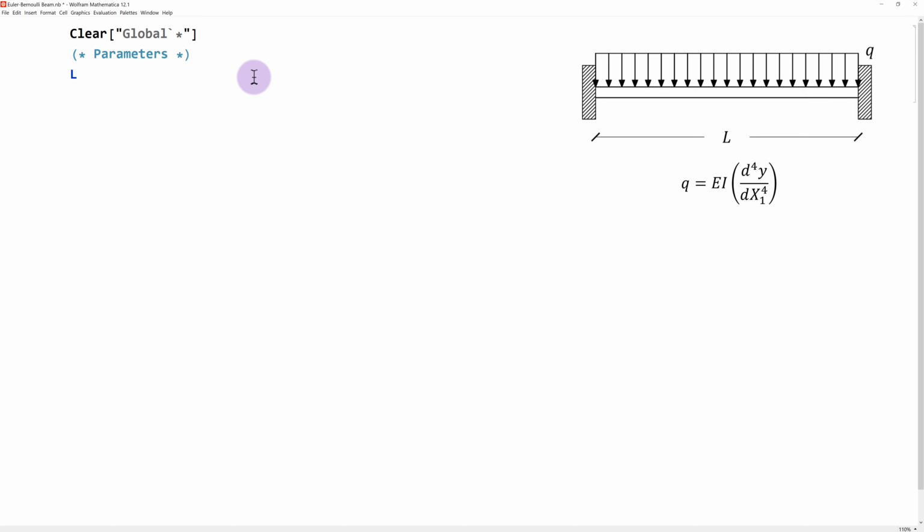The first one is the length of the beam. So I'm going to call the length of the beam L, and let's just say that the beam is 6 meters long. So to keep my units consistent, I'm going to put it into millimeters. So of course 6 meters, same thing as 6,000 millimeters.